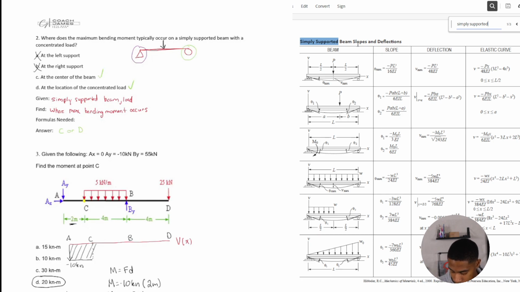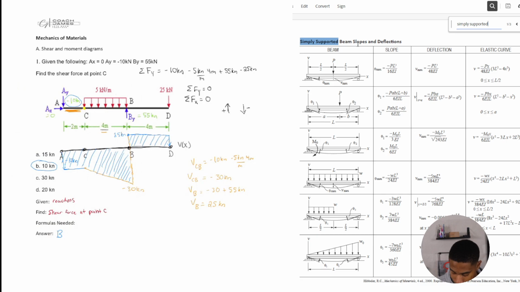So very important as you're looking at shear and moment diagrams, you can determine them based upon the area underneath the shear diagram.